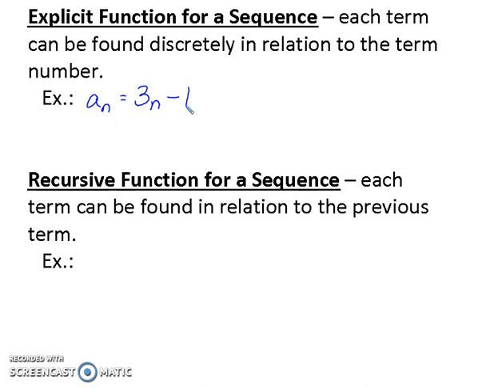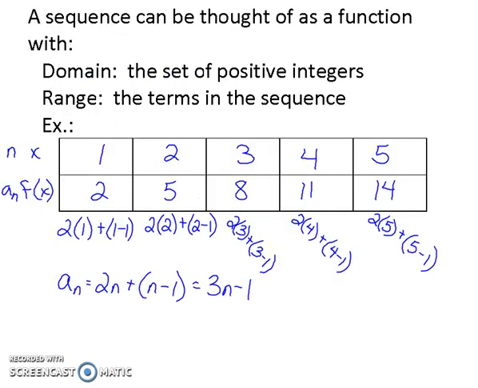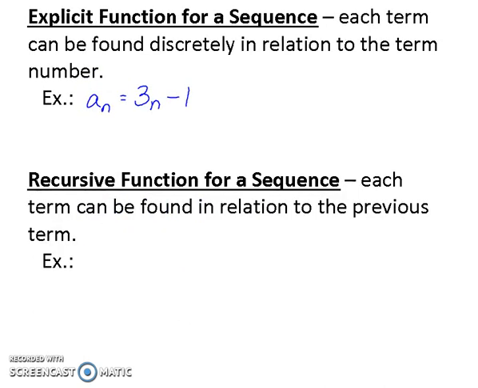Now, a recursive function is where each term can be found by relating it back to the term that came before it. So looking back at this one, that's really easy. All I do is I add 3 to the previous term. So that would be to say a sub n equals the previous term, so that would be a sub n minus 1 plus 3.